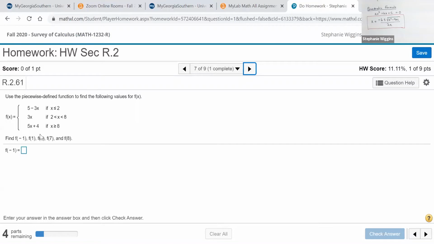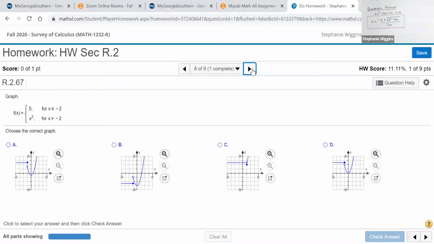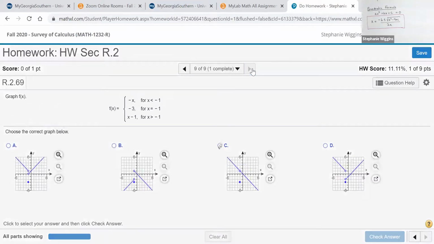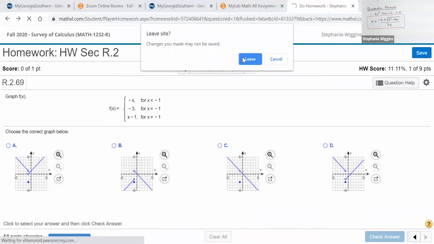So -1, you're going to be looking here for where -1 is. And that would be right here at the top. X is less than or equal to 2. So -1 is less than or equal to 2. So I plug it in here. That's the function defined piecewise. And here's some more functions defined piecewise and another one. So that covers the first assignment. Then you're going to go into the next assignment. Let's just take a look at that real quick.